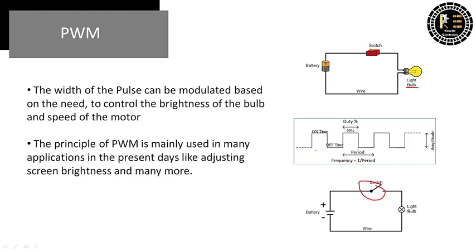Here we can say that this is known as one complete cycle, one complete period. In a complete period, 50% of the time the switch is on and the rest 50% of the time the switch is off. We are giving the voltage for 50% of the time and the voltage is low for 50% of the time. In this way, with PWM, we can modulate the pulse and control the brightness of the bulb, similarly the speed of the motor and much more.